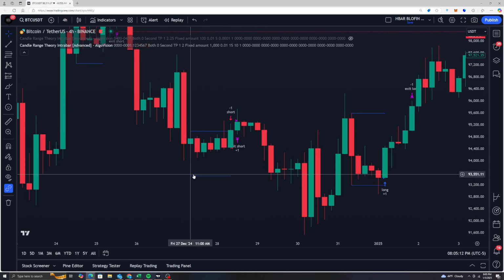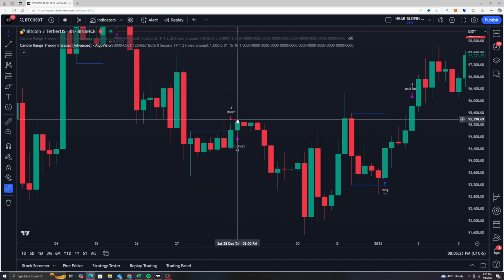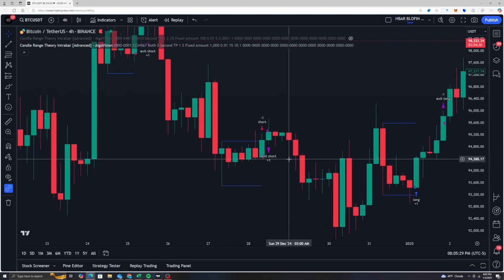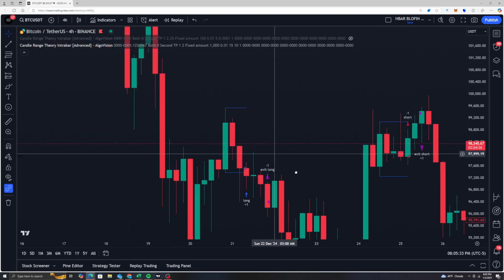Candle formed a range right here. Range high, range low, chopped around. Hit the range high, closed below, rejected the range high, took a short, and ended up popping back higher and stopped out. The stop loss on these would be the high of the purge candle, so it's this candle's high right here for shorts. Let's look at another one, that one.